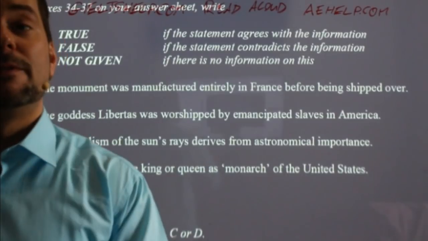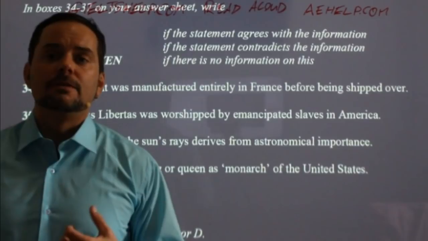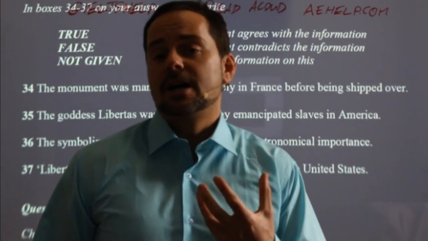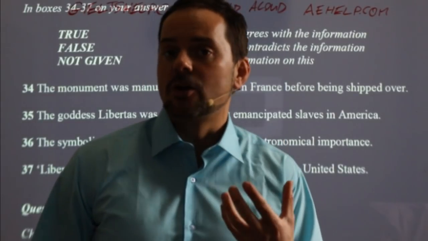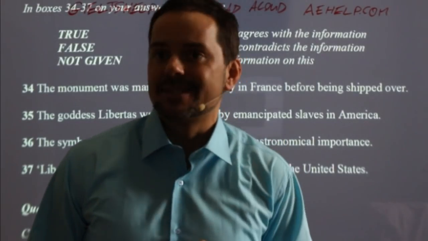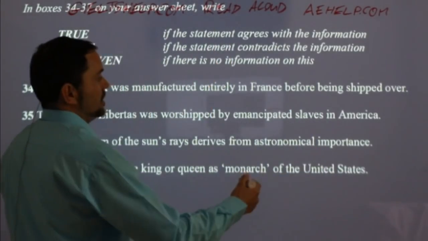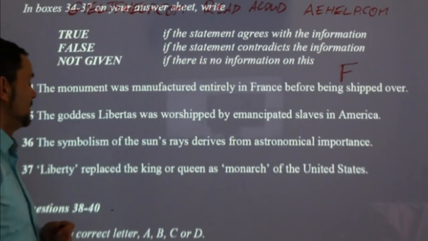Now, here's where visualization can help, right? Hopefully, many of you visualized the construction when it was described, because it said that the base of the statue, what the statue is standing on, the pedestal, was built on site. So it has to be false, okay? So this is true, false, not given. Make sure you don't put a Y for yes. So you put the big letter F in there, okay?